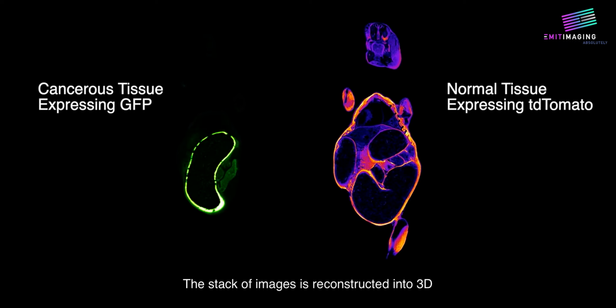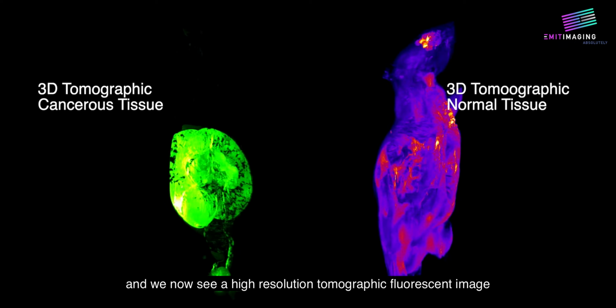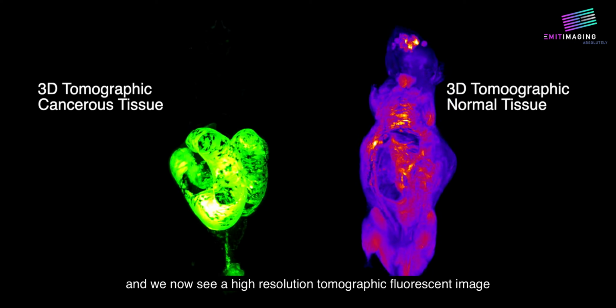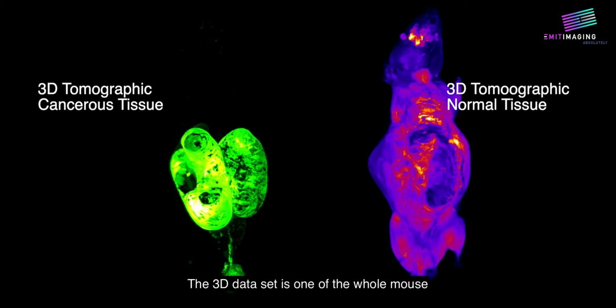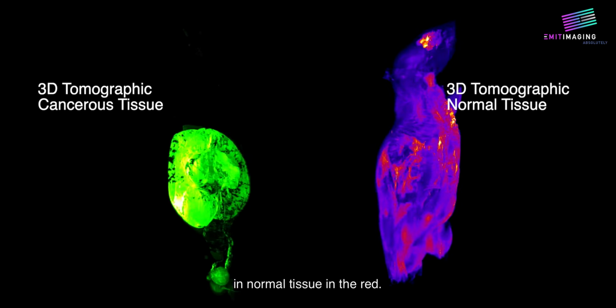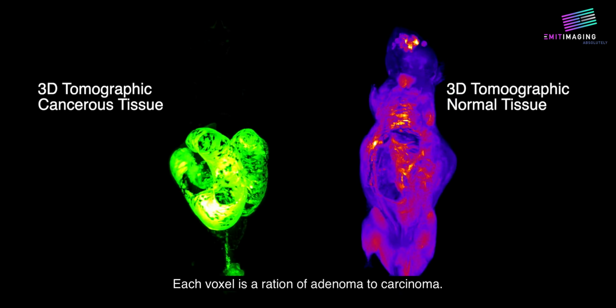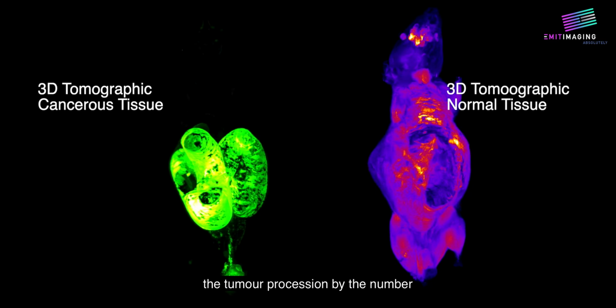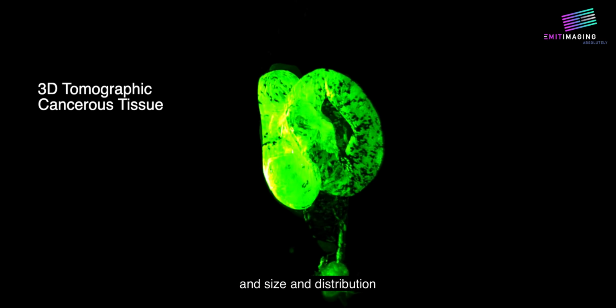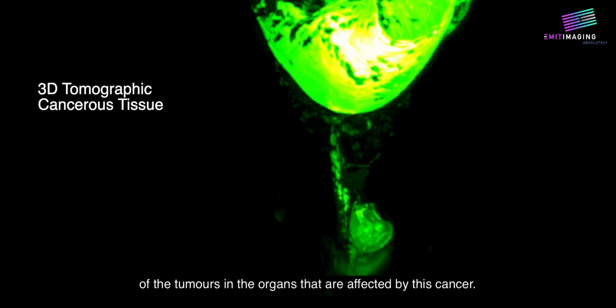The stack of images is reconstructed into 3D, and we now see a high-resolution tomographic fluorescent image of the tumors in green. The 3D dataset is one of the whole mouse, with normal tissue in the red. Each voxel is a ratio of adenoma to carcinoma. So with this data, you can easily see the tumor progression by the number and size and distribution of the tumors and the organs that are affected by this cancer.